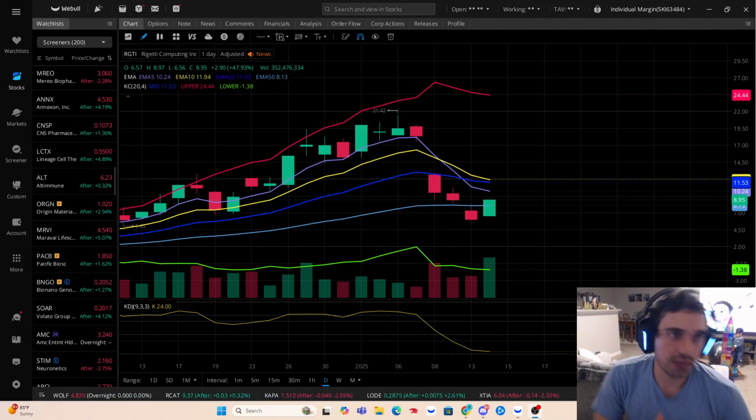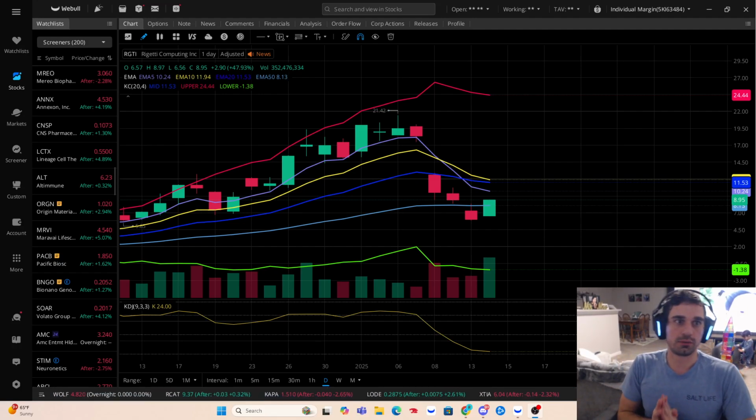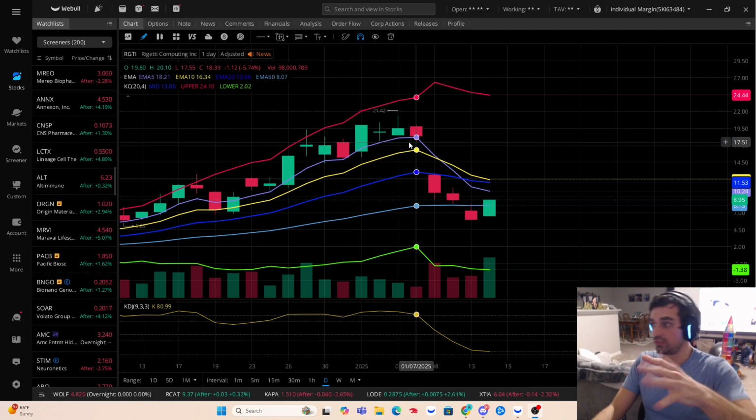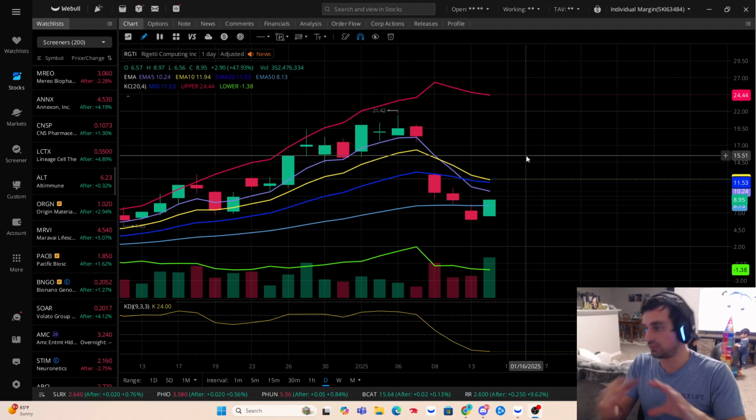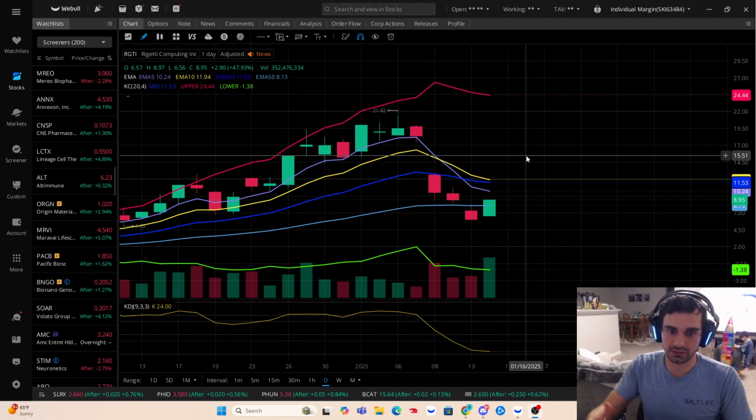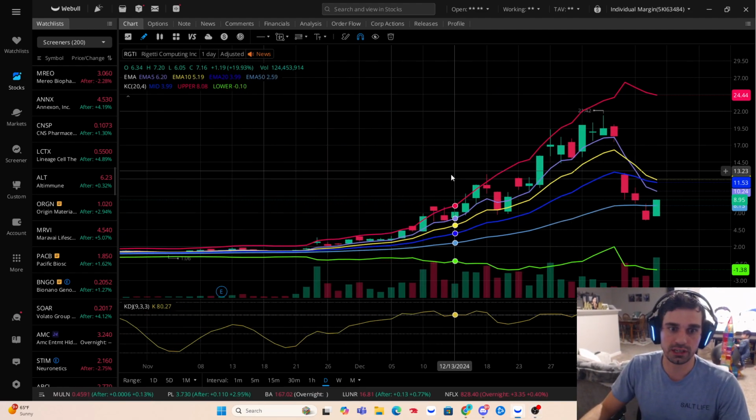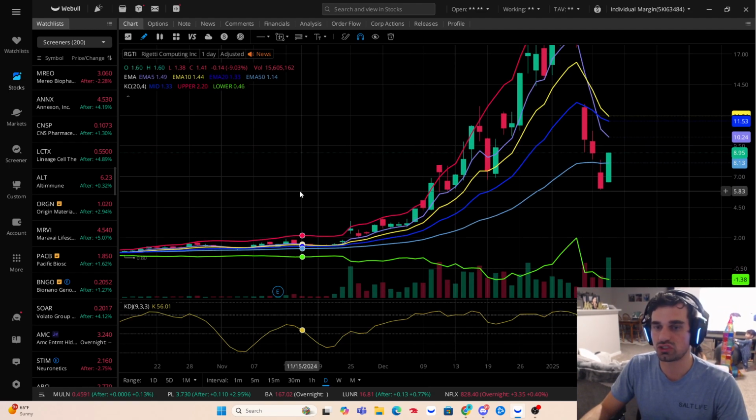Okay, guys, I wanted to make a video about RGTI, or Rigetti Computing Inc., as this is something you guys got to look into: different time frames for EMAs. So as of right now, I'm looking at the daily chart. This chart is extremely bullish.